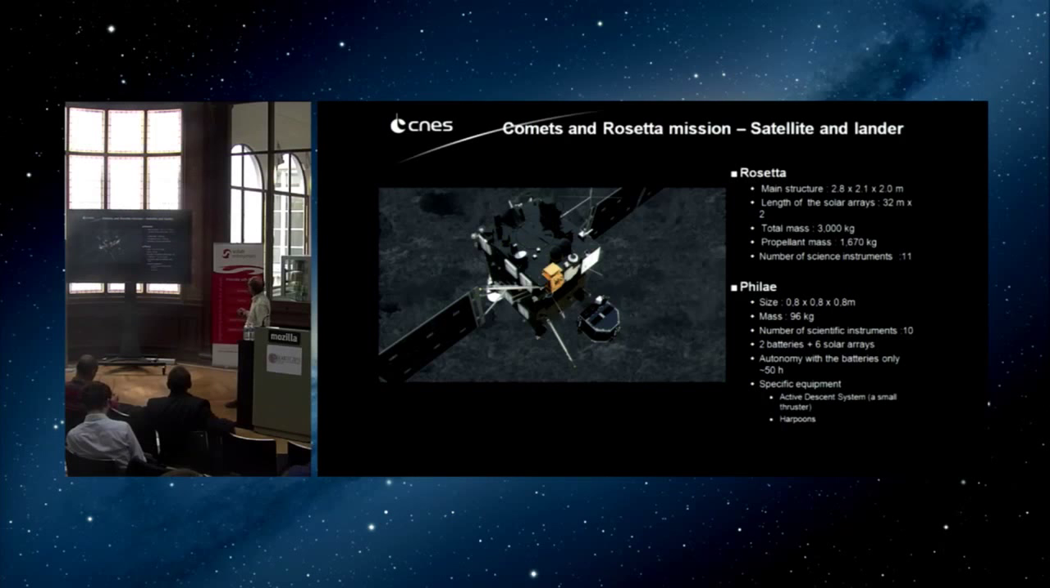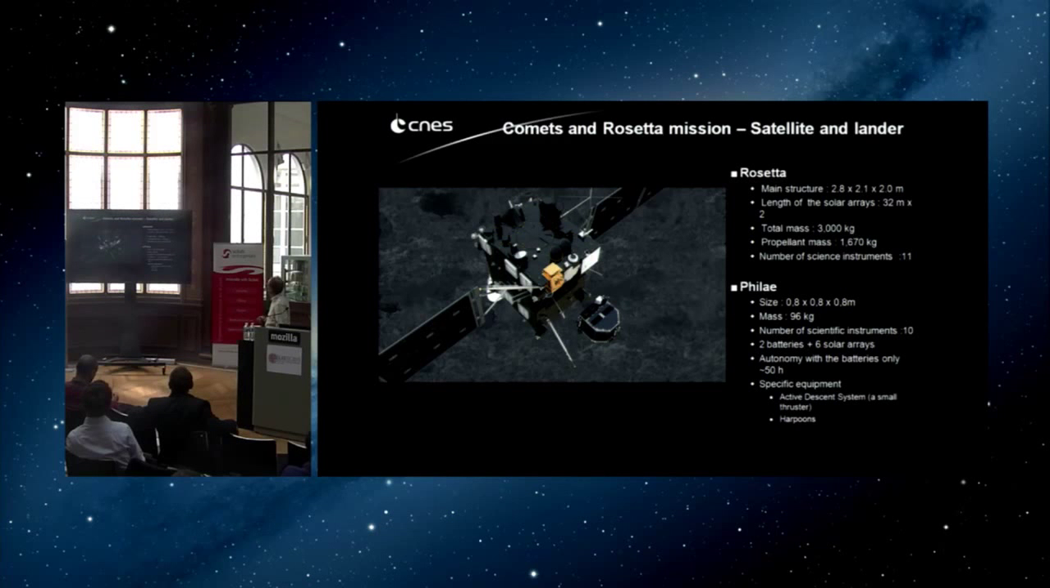Also, with the Rosetta spacecraft, we can notice that half of the mass is dedicated to propellant, to fuel, because this was needed in order to come next to the comet. There are about 11 instruments on the Rosetta spacecraft.